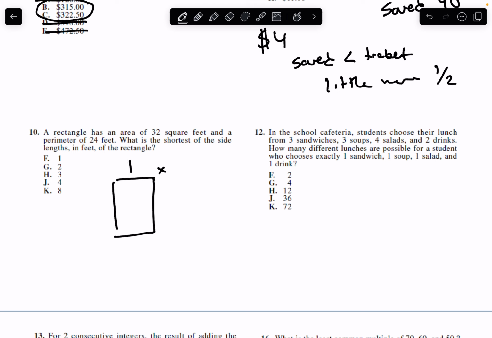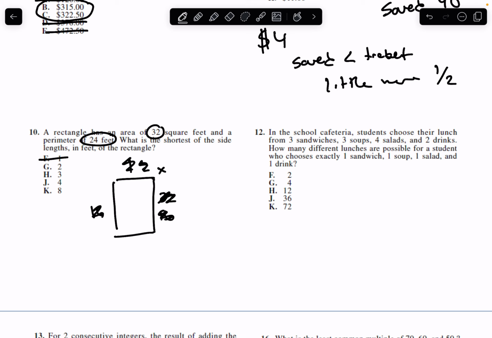If 1 was the shortest side, it's got to multiply to be 32. So 1 times 32 makes the square feet, but the perimeter is only 24 feet. I already have a side that's 32 feet long. That's not going to work. If this is 2, this has to be 16. Those are already going to add up to more than 24 when this is also 16. So 2 is not going to work.